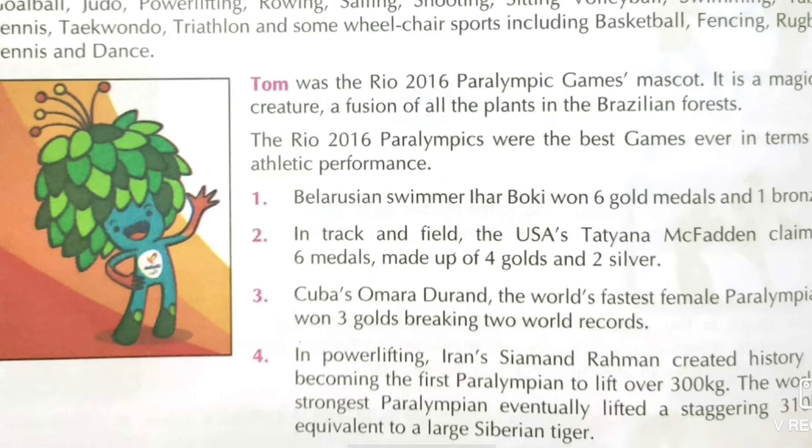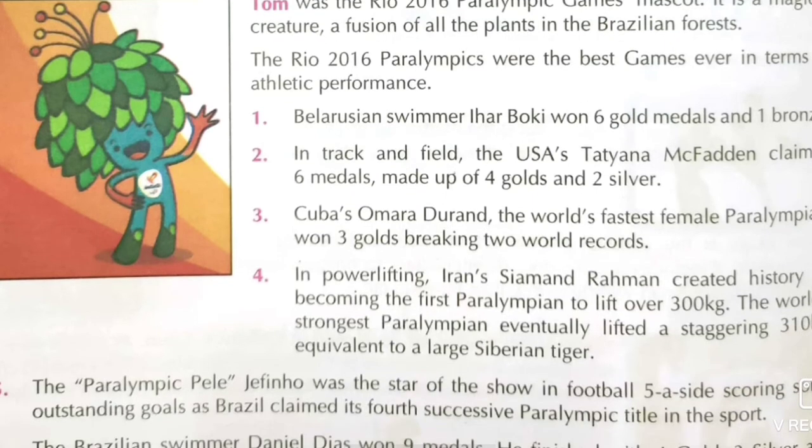In powerlifting, Iran's Siamand Rahman created history by becoming the first Paralympian to lift over 300 kg. The world's strongest Paralympian eventually lifted a staggering 310 kg, equivalent to a large Siberian tiger.